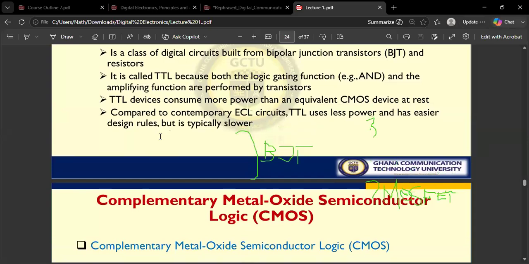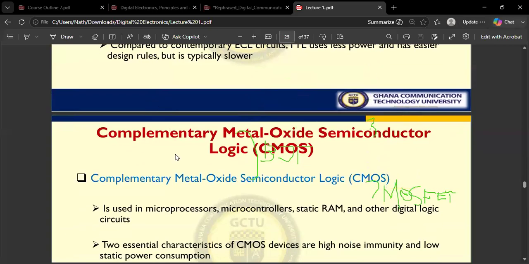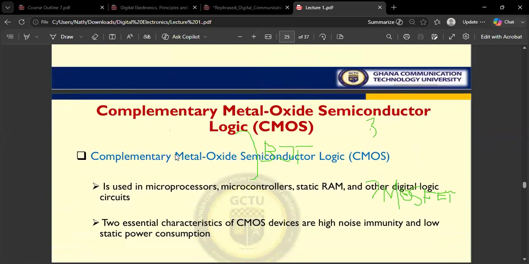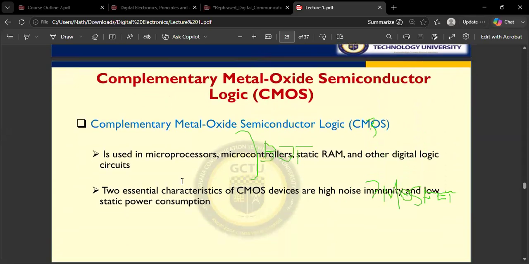So these are the disadvantage, and this is the advantage, and this is the disadvantage. Then we look at the CMOS, the complementary metal oxide semiconductor logic. I said it's built from MOSFET, and it is used mostly in microprocessors, microcontrollers, static RAMs, and other digital logic circuits. And I said it's the most commonly used logic family available.